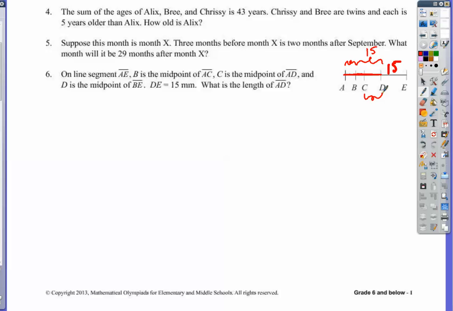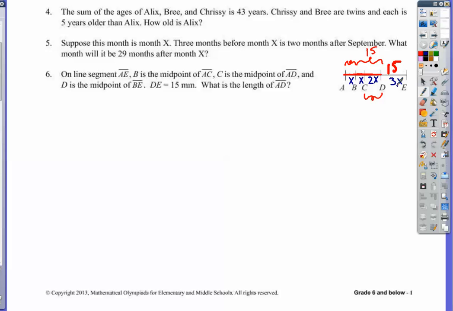Well, let's think about it a little bit differently. So we know this is equal to this. So let's call this distance, oh, I don't know, x. So that's x as well. Well, that means that AC is equal to AD, so that's 2x. And we know that BD is going to be 3x, which is equal to this.